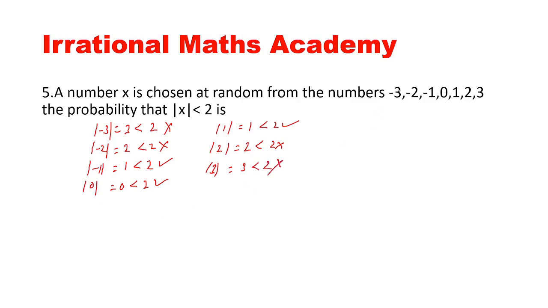So total how many are there? 1, 2, 3, 4, 5, 6, 7. Total 7 are there. Out of 7, the probability of modulus of x less than 2: total sample space is 7. Out of that, the favorable conditions are how many? 1, 2, and 3. So what is the answer? 3 by 7.